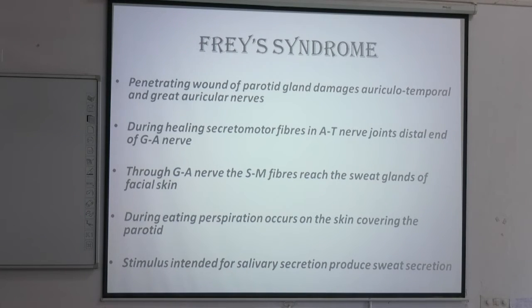Frey's syndrome. Short note. A penetrating wound of the parotid gland damages the auriculotemporal and great auricular nerves. During healing, secretomotor fibers join the distal nerve fibers and reach the sweat glands of the facial skin. During eating, perspiration occurs on the skin covering the parotid, and the stimulus intended for salivary secretion produces sweat secretion.